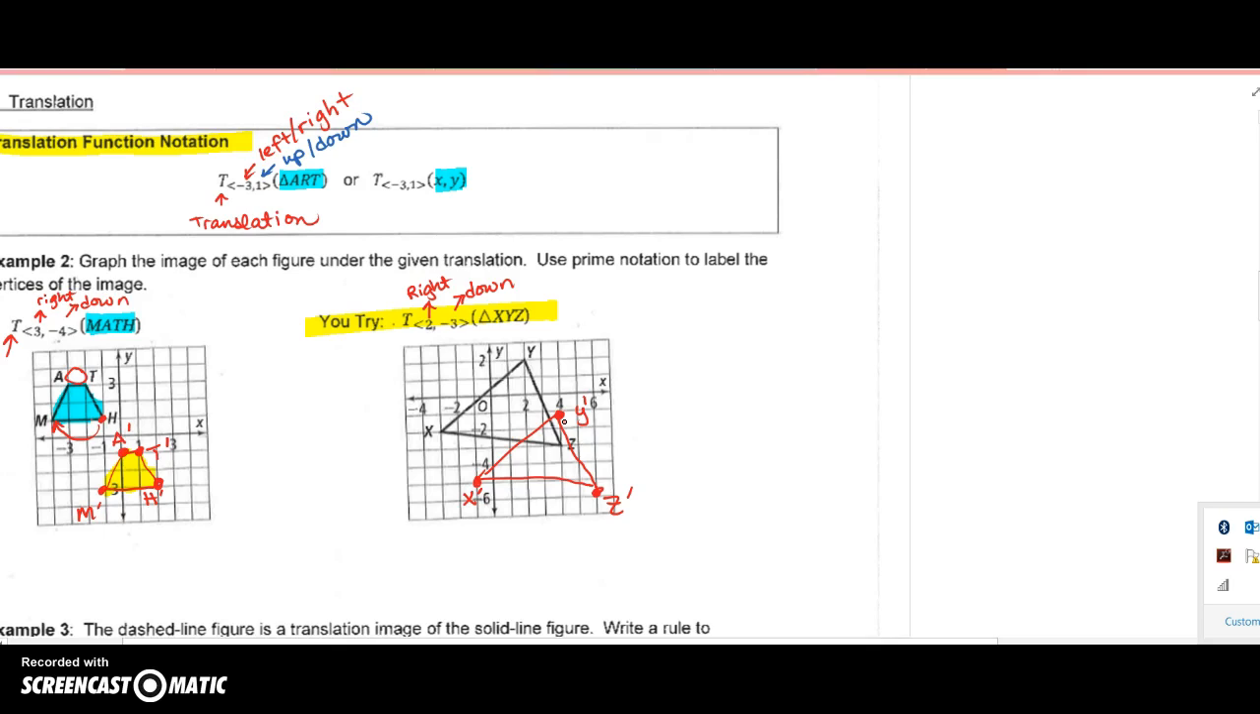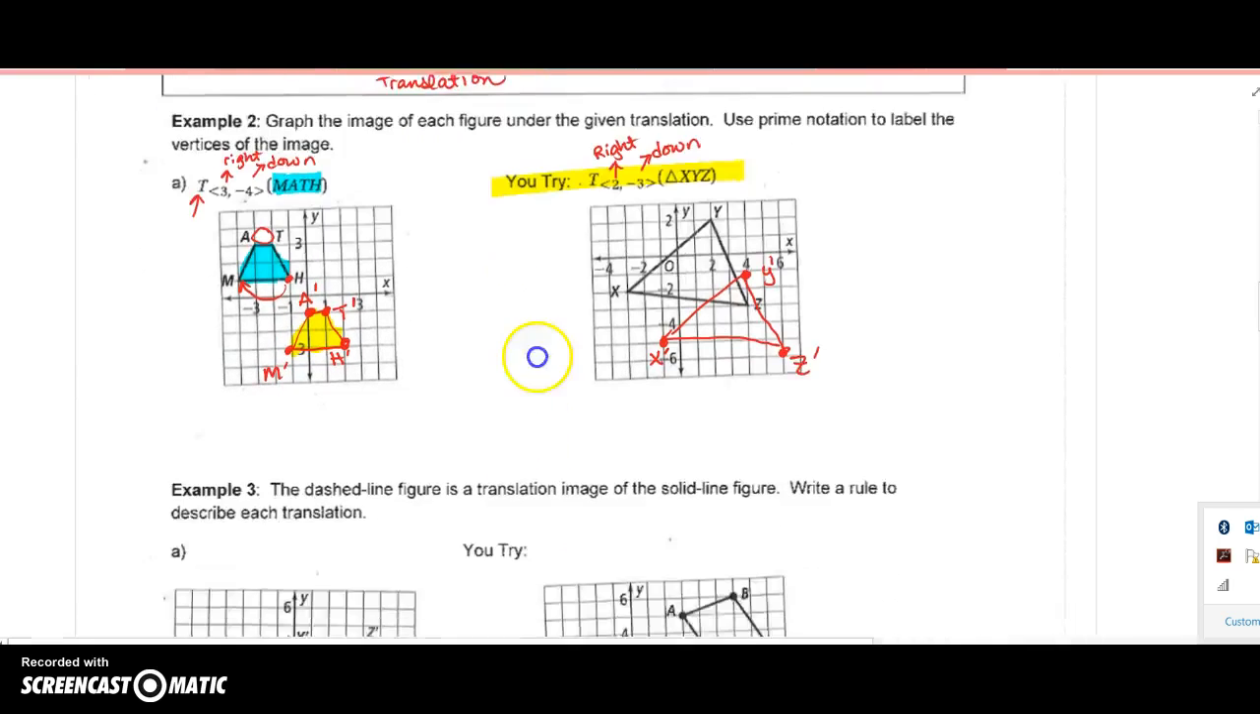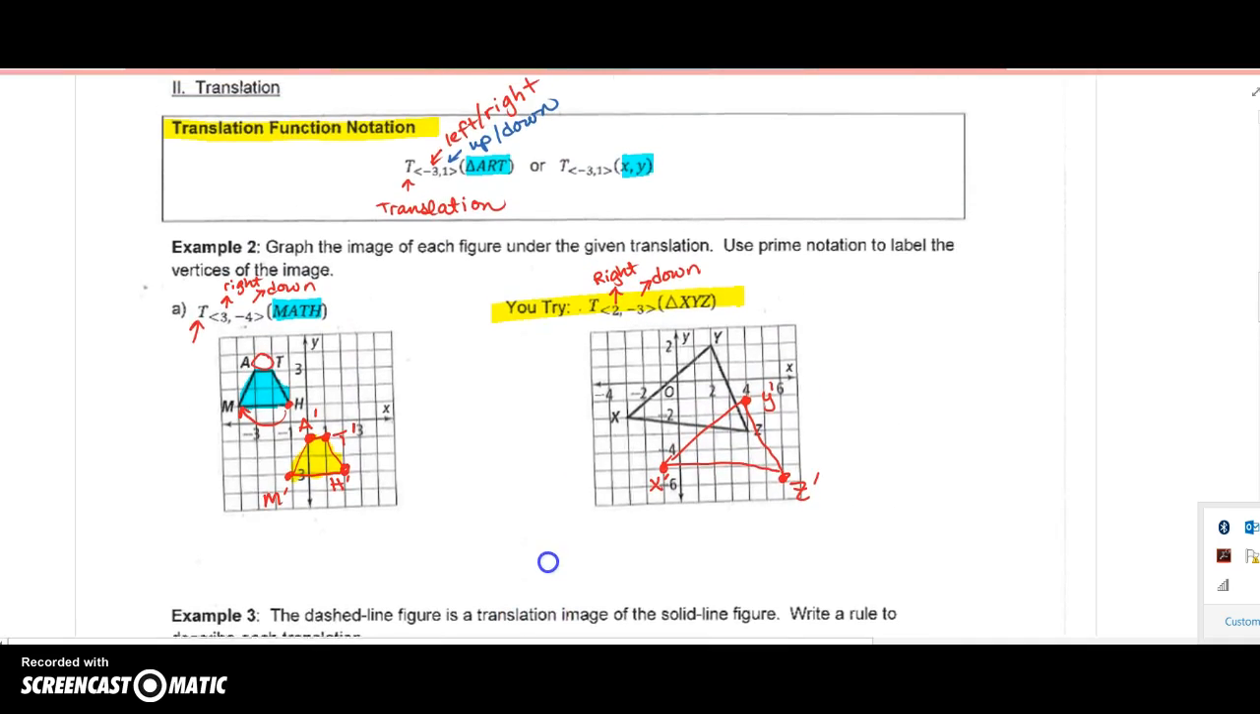So I'm going to conclude this video, and then you can, when you are ready, look at the other examples, but that's enough to at least get you started with your worksheet.